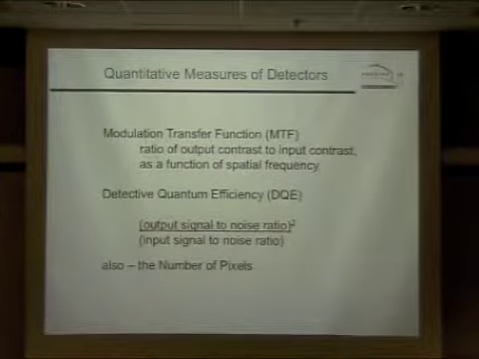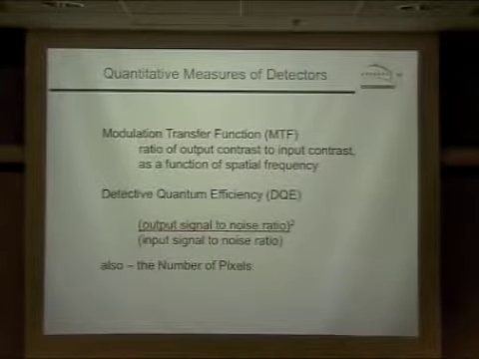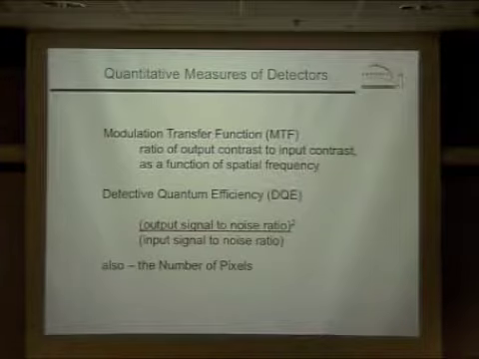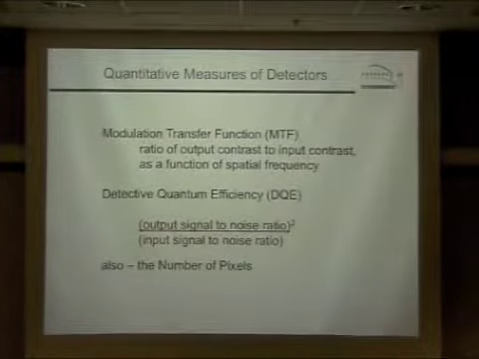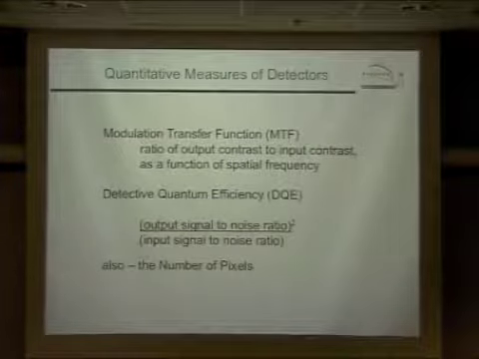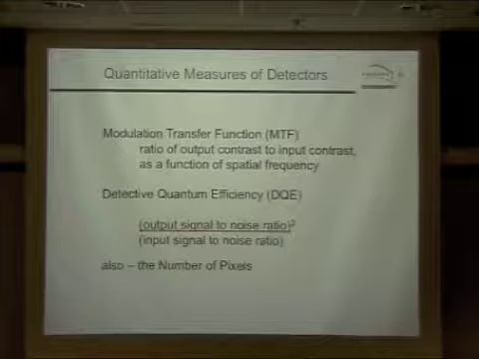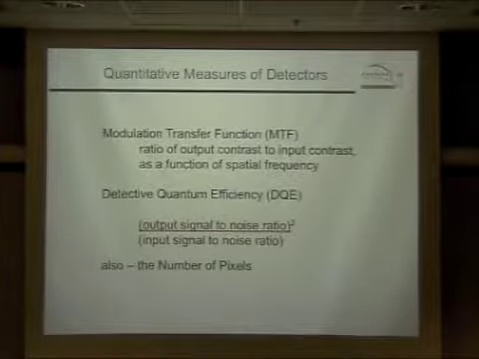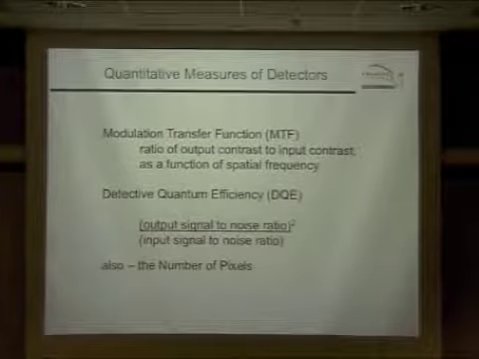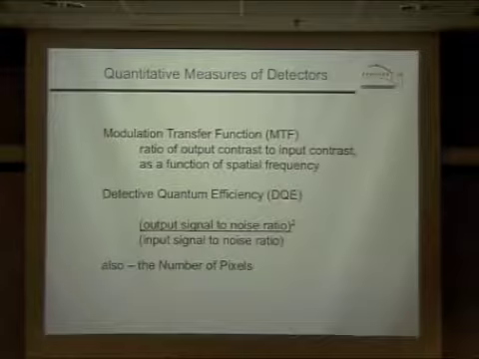So the characteristics we've talked about are the modulation transfer function, and it may not be obvious to everybody that this is a function of spatial frequency that is just the ratio of the output contrast divided by the input contrast. So it represents whatever degradation occurs in the camera system of the contrast at a particular spatial frequency. Well, it's a function for all spatial frequencies.